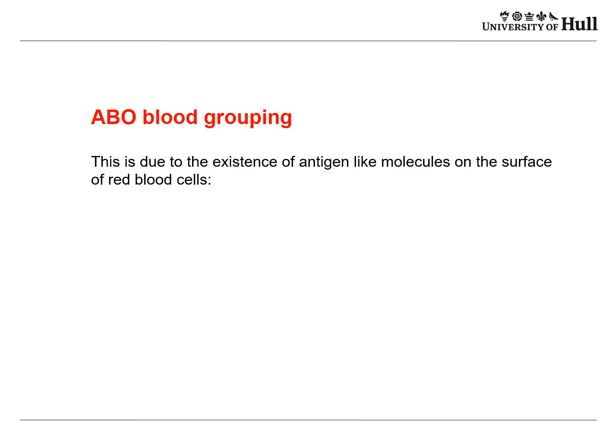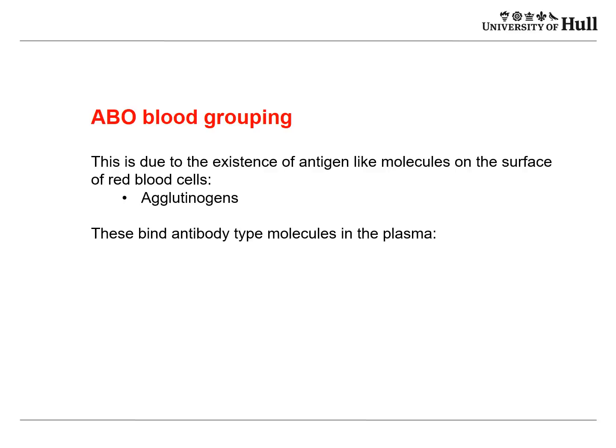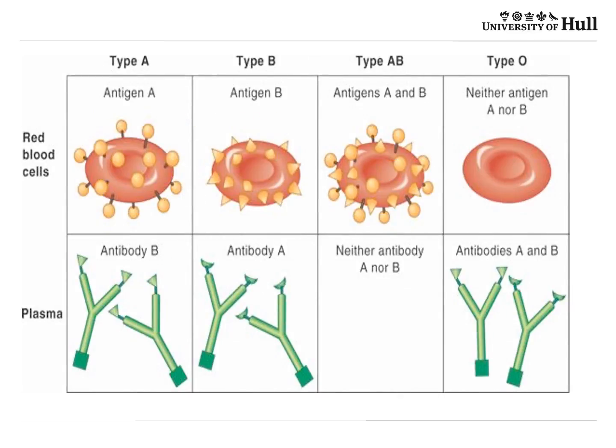Antigens are substances which cause a kind of immune reaction and are attacked by antibodies. These are called the agglutinogens, and these bind to antibody-type molecules in the plasma called the agglutins. So you can see here that the type of blood is determined by the type of antigen on the blood cell. Type A cells have antigen A, type B have antigen B, type AB cells have A and B antigens, and type O have neither.